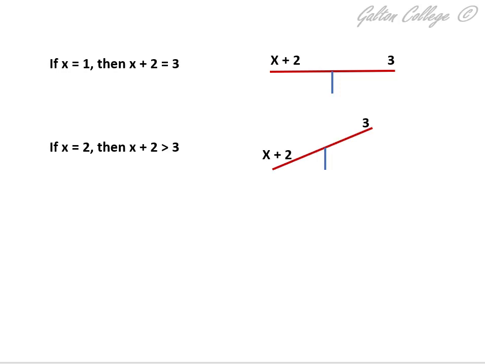If x equals 2, then x plus 2 is greater than 3. In other words, we've got 4 on this side, because x equals 2. So we've got 2 plus 2 is 4. 4 is greater than 3, so it tips it up. It's no longer balanced. This side is heavier.